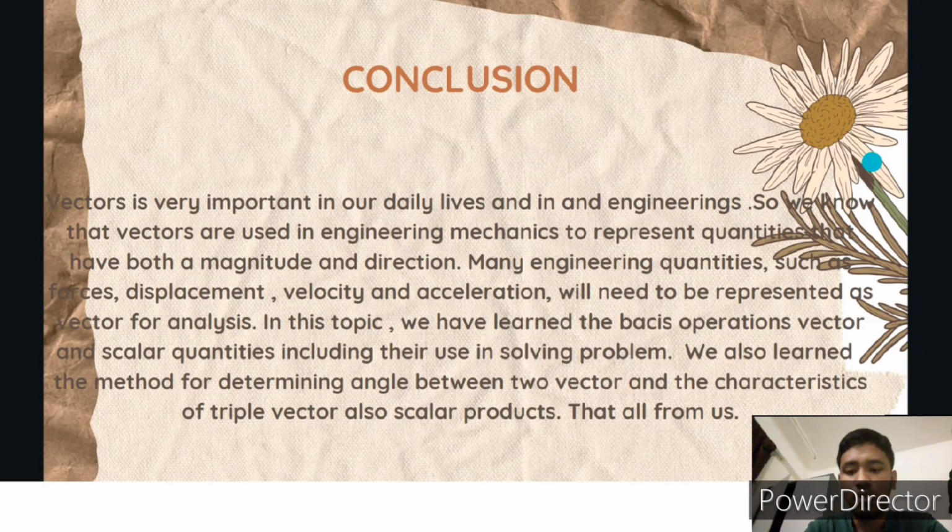Conclusion. Vectors are very important in our daily life and in engineering. So we know that vectors are used in engineering mechanics to represent quantities that have both magnitude and direction. Many engineering quantities such as force, displacement, velocity and acceleration need to be represented as vectors for analysis.